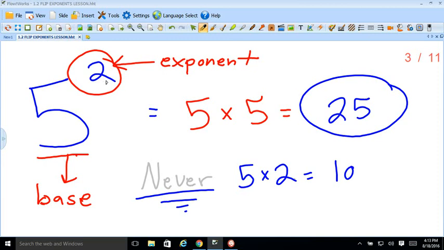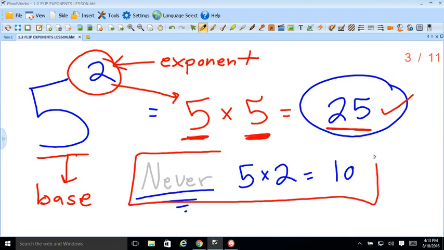So 5 to the second power actually means you take a 5 and you multiply it again by a 5, and you do it 2 times. Why 2? Because the exponent is 2. So you have 2 5s. So it's 5 times 5. The value is actually 25. Never make that mistake and just say, oh, that's 5 times 2 equals 10. Wrong. Never is correct.